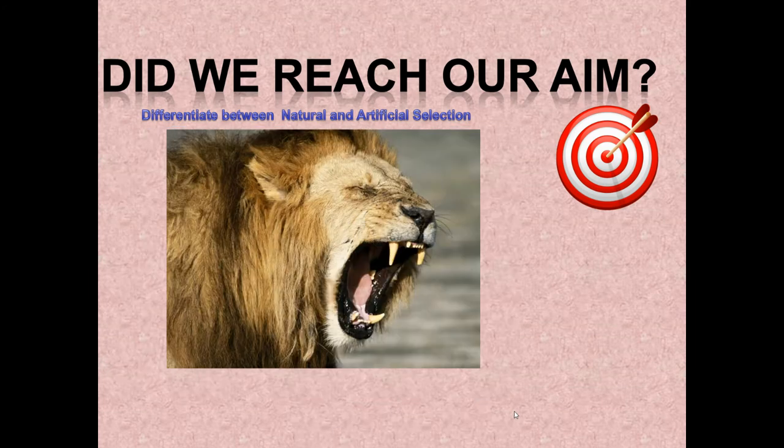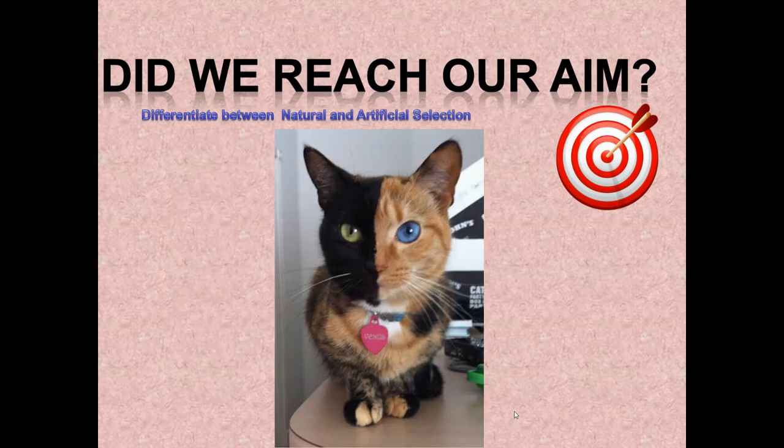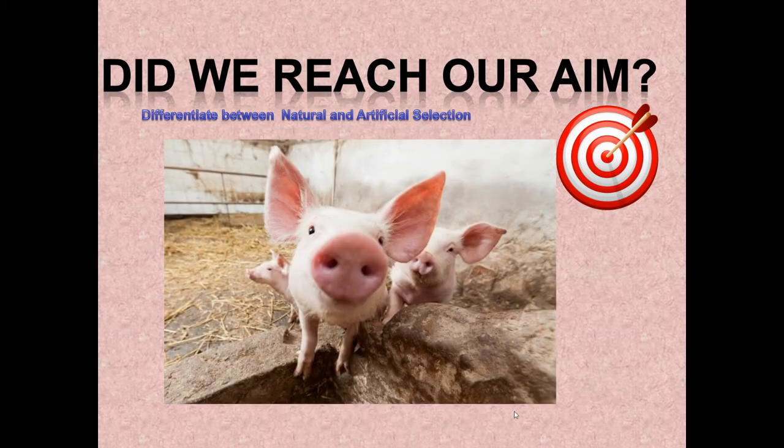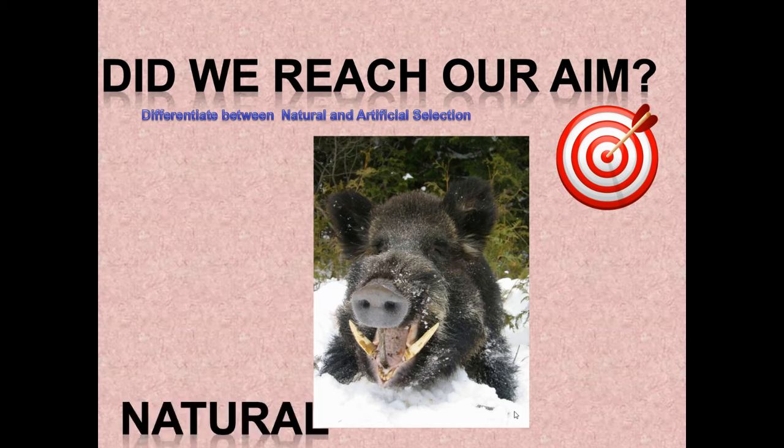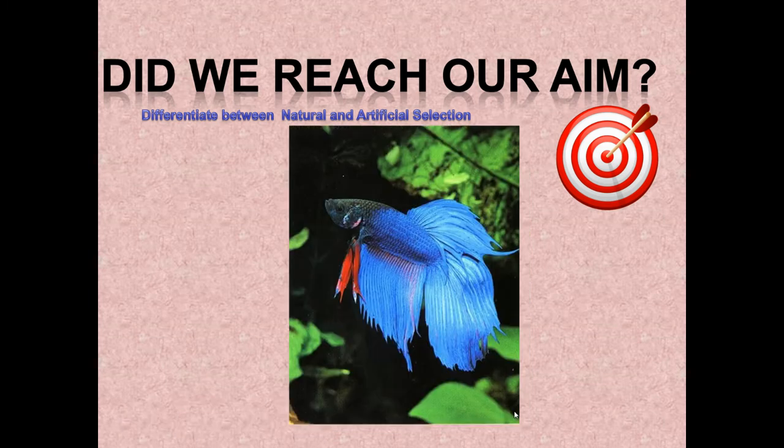The lion, natural. How about this little cat here? Artificial or natural? I would say artificial. The pig? Artificial. How about the wild boar? It's an invader species, but it's naturally selected.